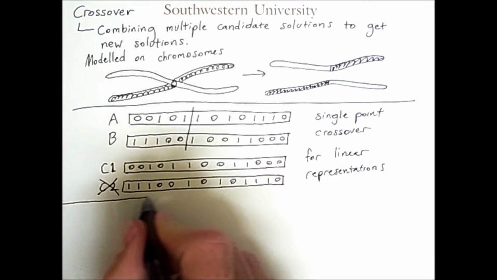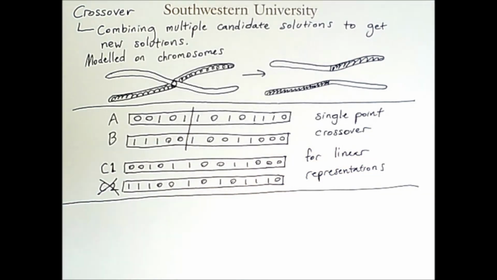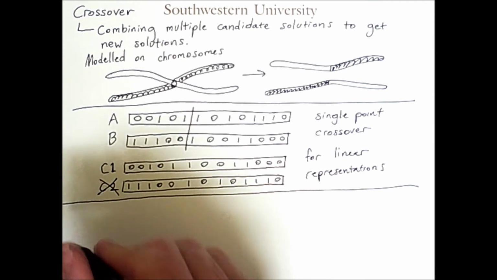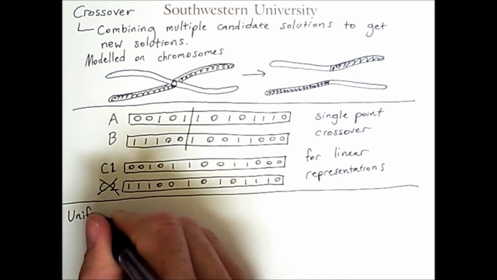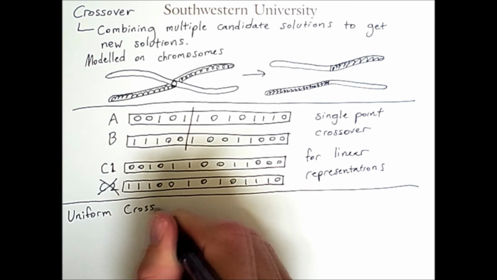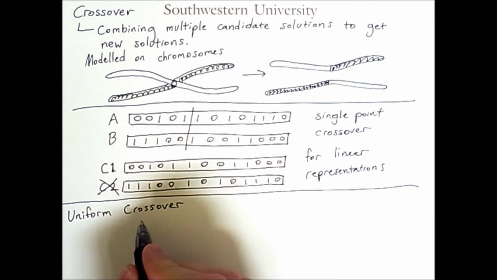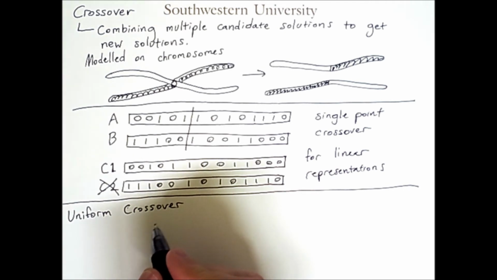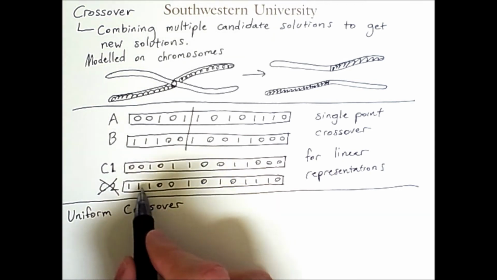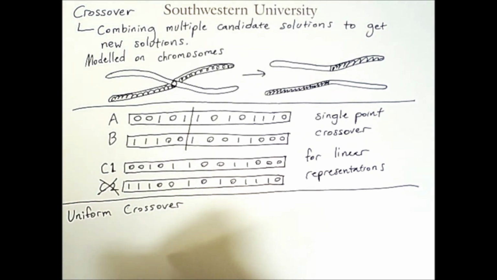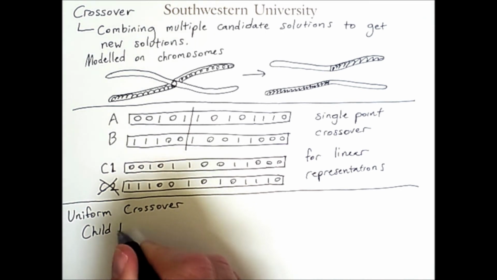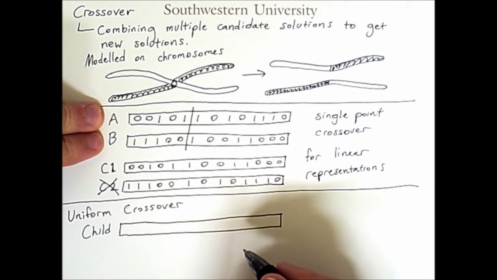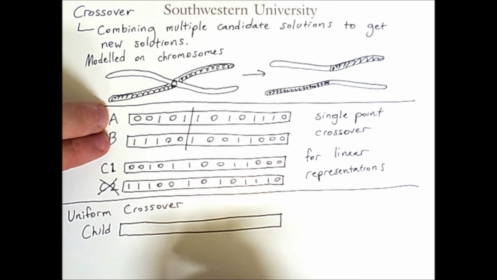However, there's no reason to restrict ourselves to what occurs in biology. We can do other types of crossover. Instead of simply crossing over at one randomly chosen point, we can do uniform crossover. In uniform crossover, there is a random chance that any bit can come from either parent. Essentially, we do a coin flip for each position in the genome to decide which parent the gene comes from. So we could create a child like so.